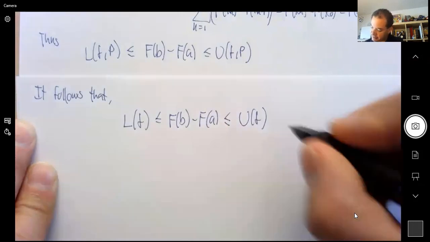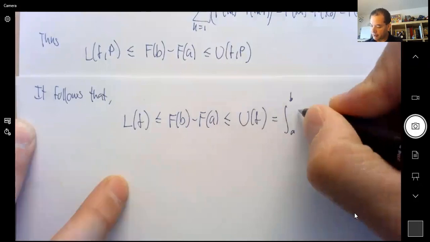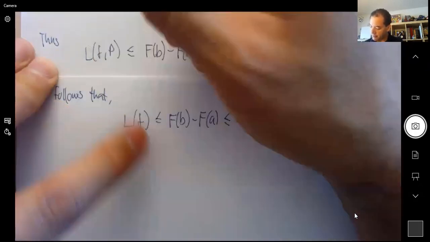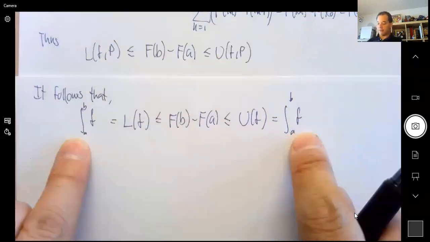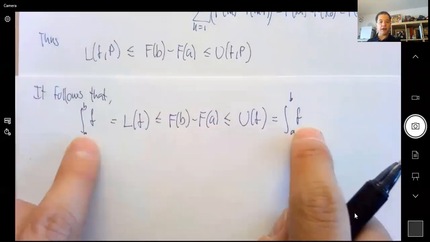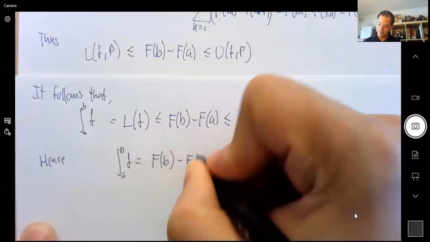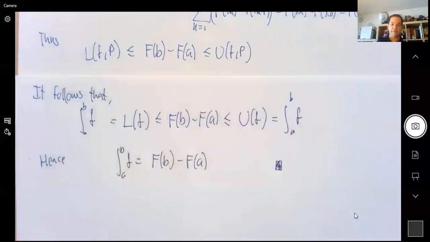But then this guy is the integral, right? This guy is the integral of, there's something not right here. Yeah, so this, my bad. It should be, no, no, it's correct. So this is the integral, and so is this one. And because this number is sandwiched in between two numbers that are the same, then the conclusion follows. And that's the end of half the proof, right? So we have just proved the first part of the fundamental theorem.